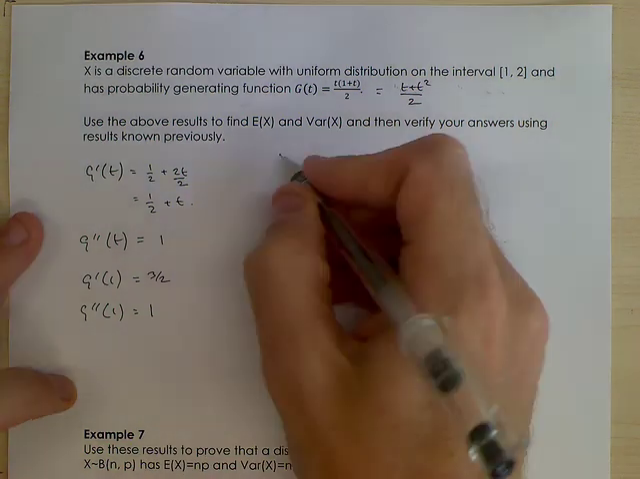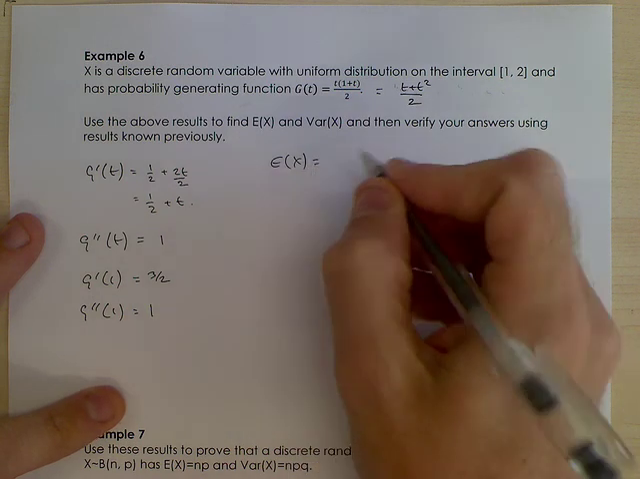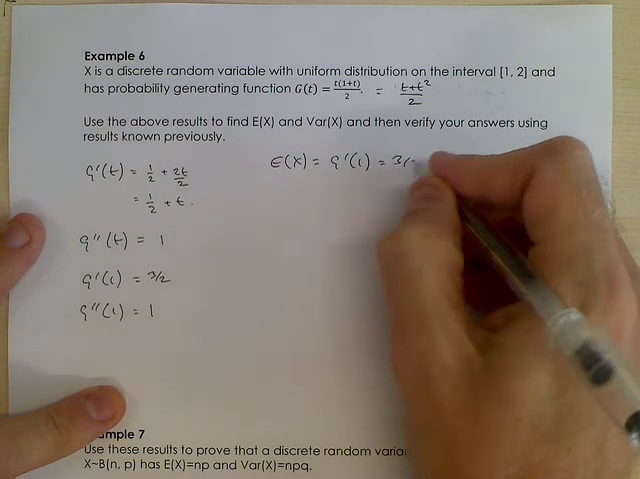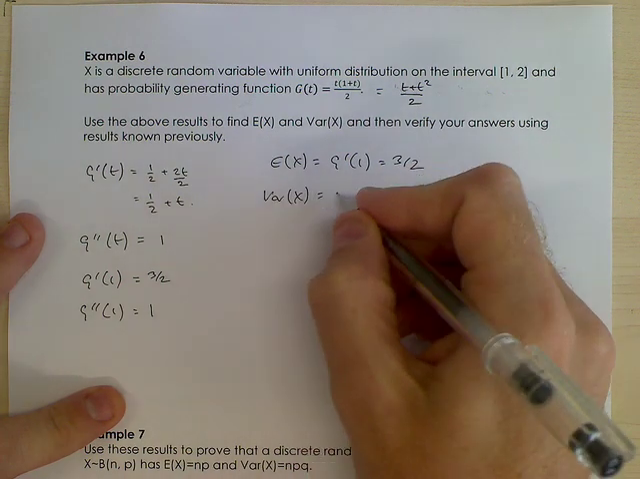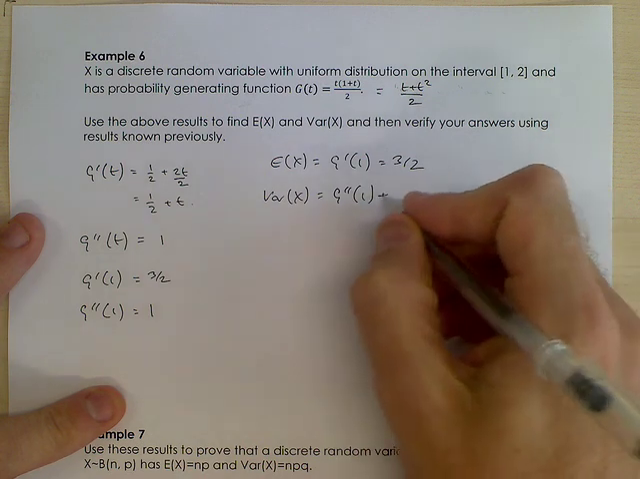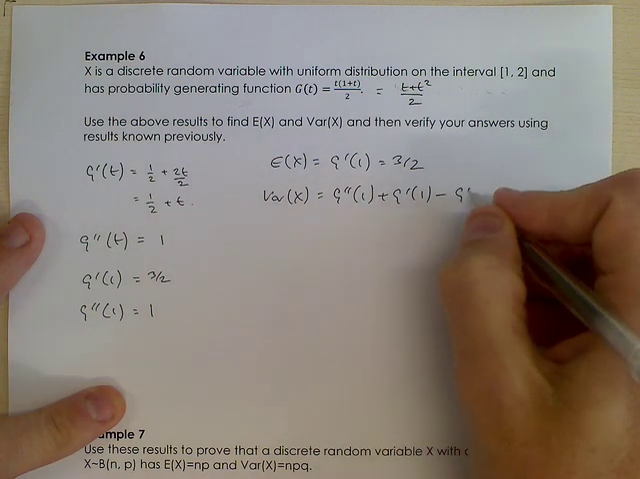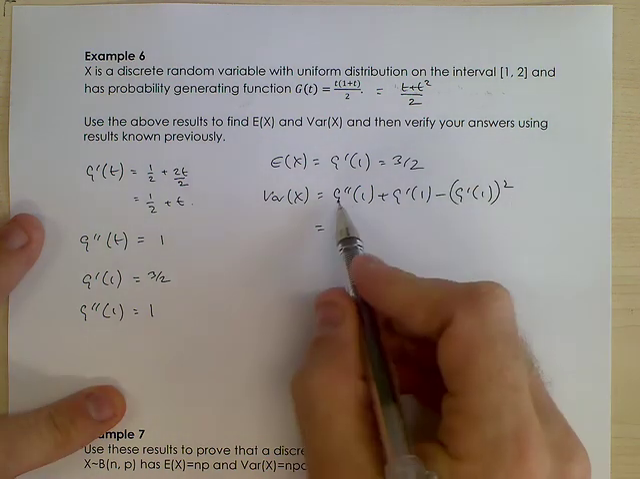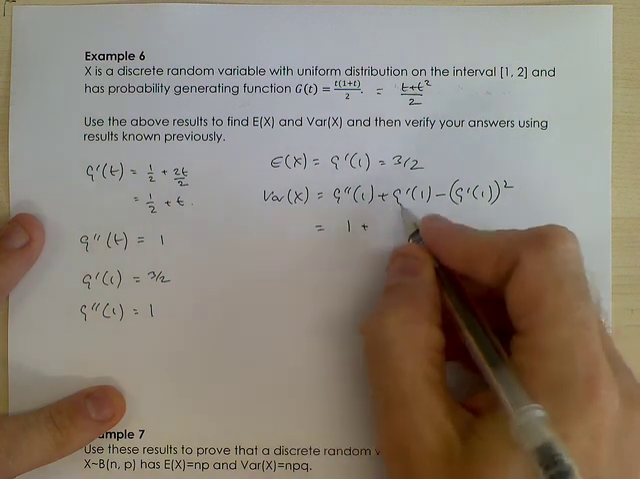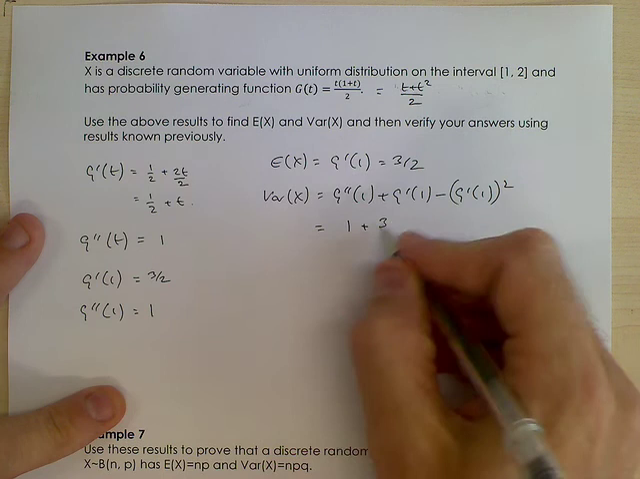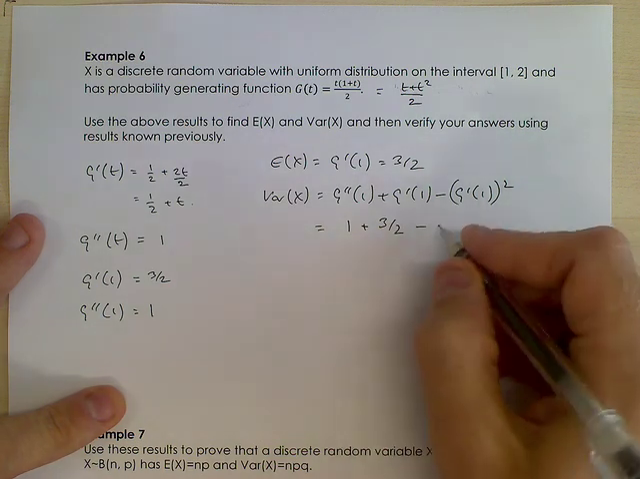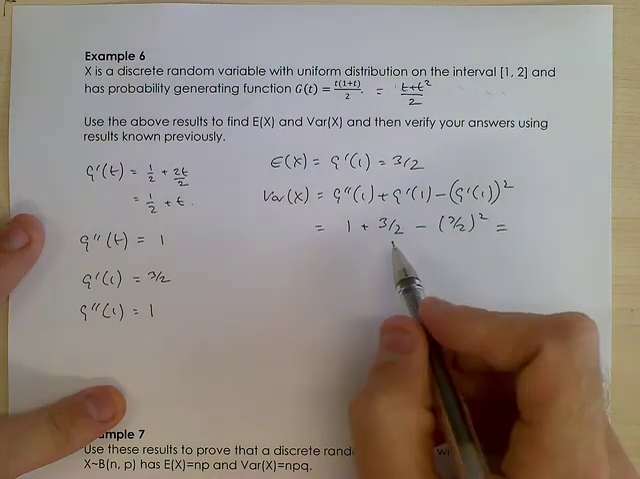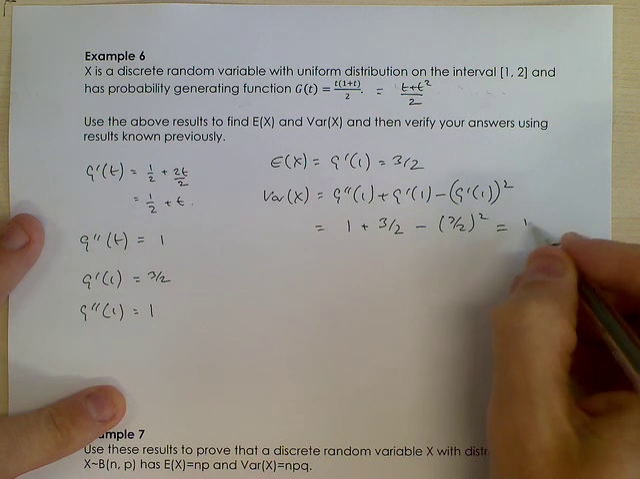So using the results that I've got, I know that E of x is equal to g dashed of 1, which is equal to 3 on 2, and variance of x is g double dashed of 1, I need to remember this, plus g dashed of 1 minus g dashed of 1 squared. So what does that turn out to be? g double dashed of 1 is 1, plus g dashed of 1, 3 on 2, minus 3 on 2 squared. That turns out to be 1/4.